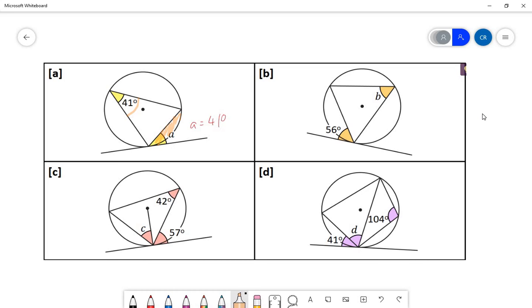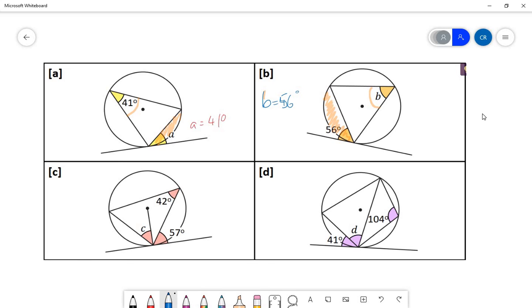Right, so here's our tangent and our chord. We colour in that segment, and then if we stretch from the edges of the chord, stretch the elastic right across, then the alternate segment theorem tells us that B is the same as 56. I can't read, dear me.